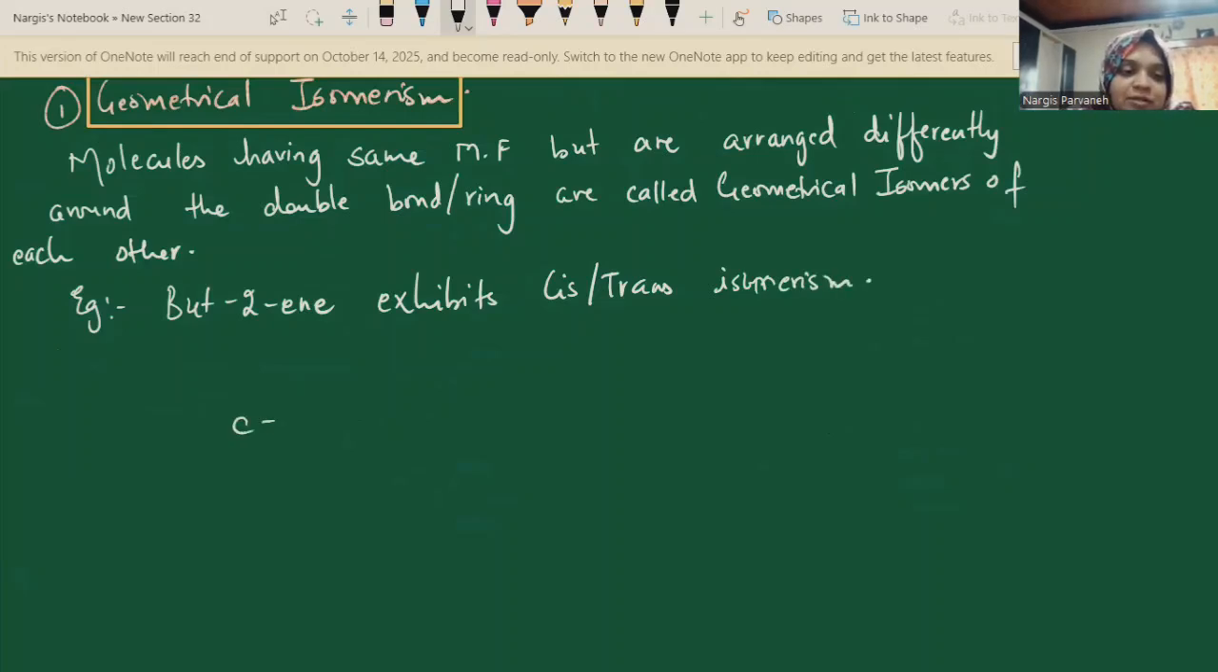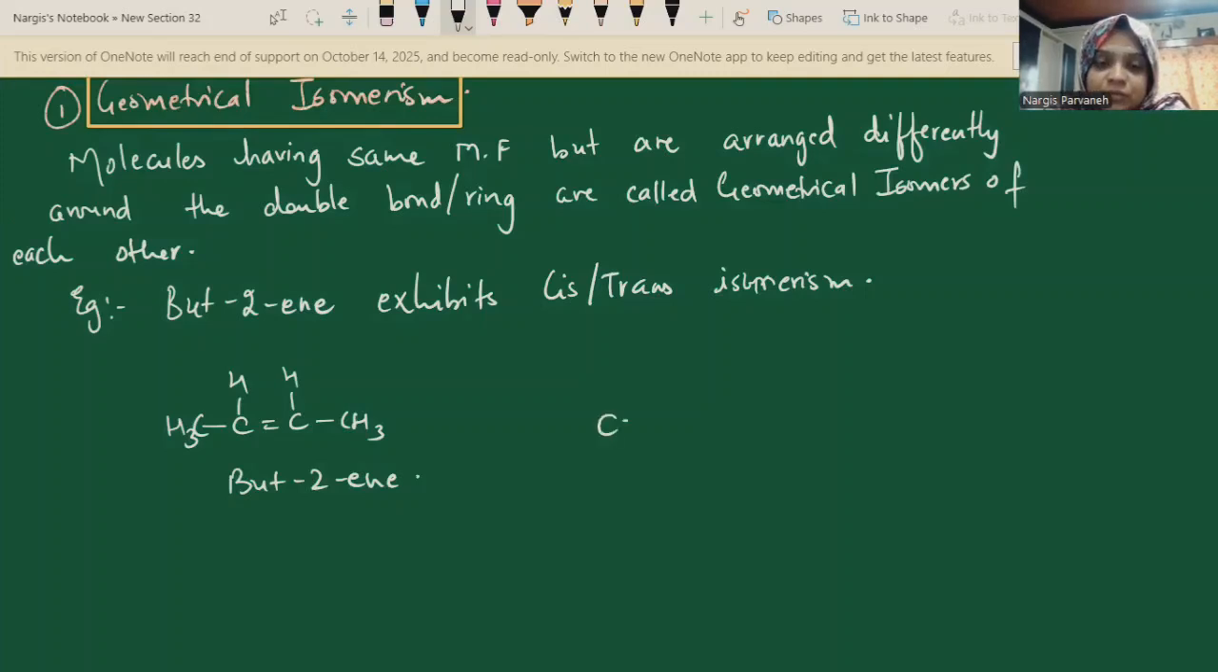Now you know that this is butene. Okay, H. This is your but-2-ene. This can be written in two forms. One is cis, one is trans form. Let us write.